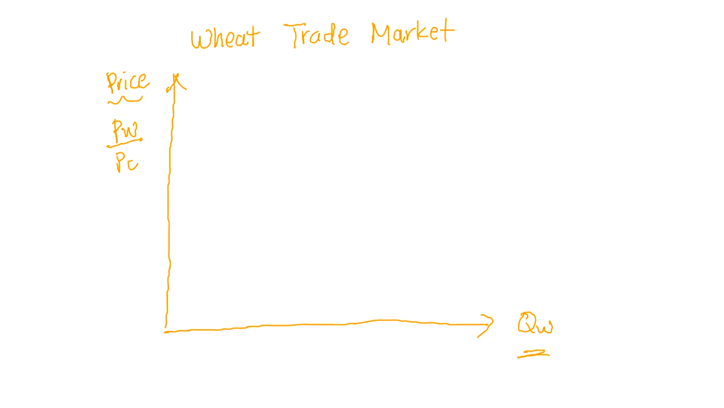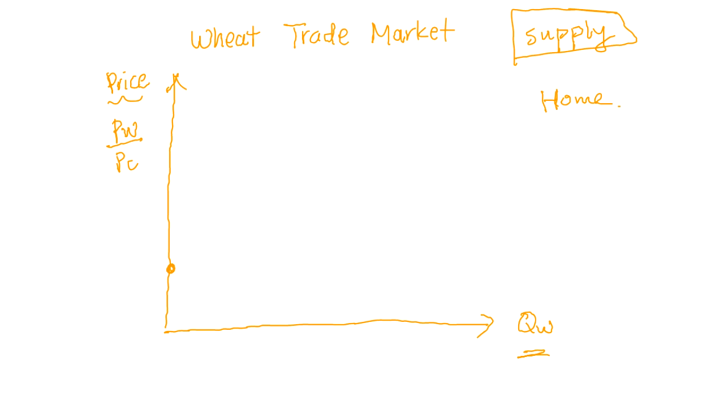So let's think about the supply first. Who is the supplier of the international wheat? Who is the supplier of the trade wheat in the international trade market? It's going to be the home country, exactly, because they produce more than they consume, right? The home country has the comparative advantage in producing wheat, and they specialize in producing wheat and consume less than they produce. So they are the exporter of the wheat.